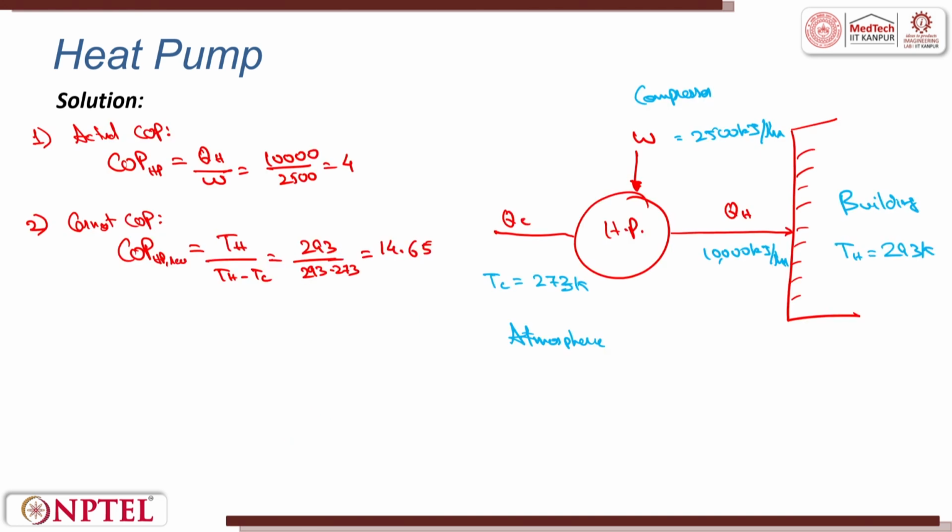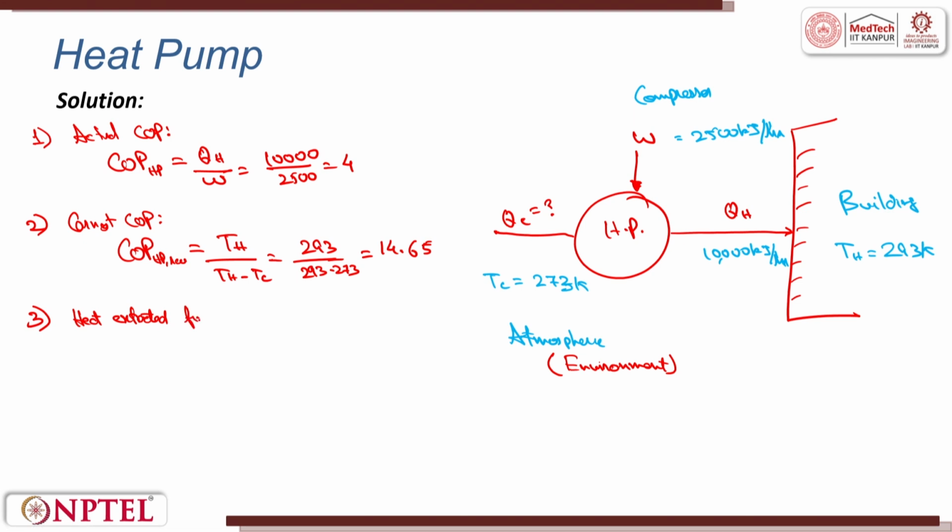Then it is asked, the amount of heat extracted from the environment. The heat extracted from the environment, that I need to calculate, that is QC is to be found. The amount of heat extracted from the atmosphere, I'll call it the environment.